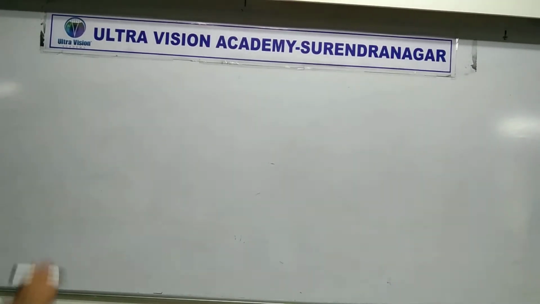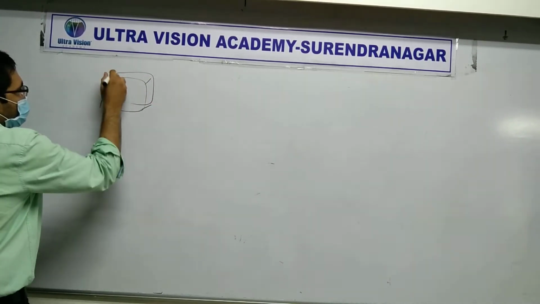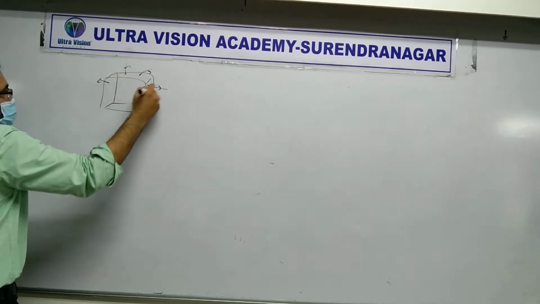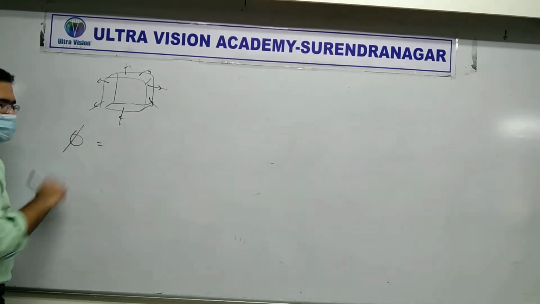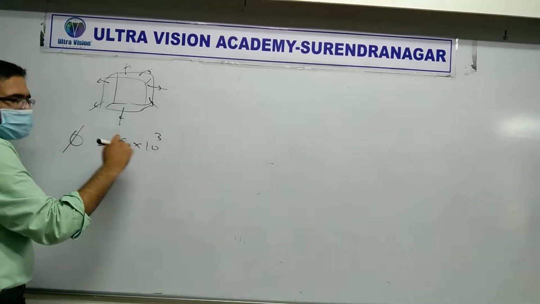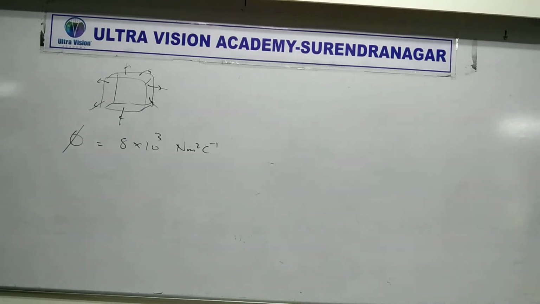Start writing and drawing. Let's say here is a box. We don't know what's inside. But we know that coming out from this box, there are some field lines. Correct or not? And how much is the flux? 8 into 10 raised to 3 Newton meter square per coulomb. Is this fine? What's the question? What is the net charge inside the box?